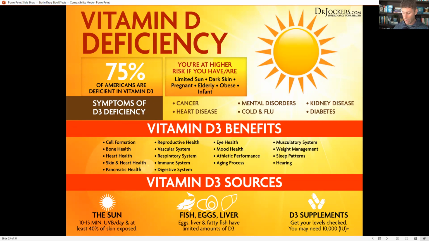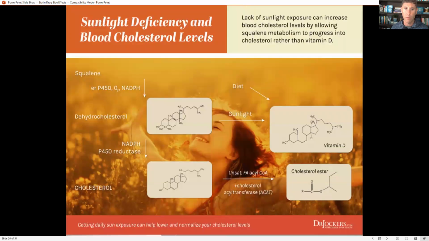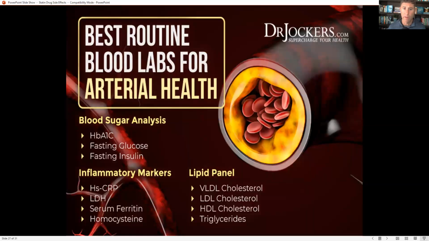And the reason why it plays such an important role with cholesterol is, again, because it shares the same backbone, which is squalene. And squalene, when exposed to sunlight, will go down the vitamin D pathway. When it's not exposed to sunlight, it can turn into cholesterol, which, again, we need a certain amount of cholesterol. It is very healthy. However, if we're not getting that sun exposure, we can end up with more than we really need. And so that's key.